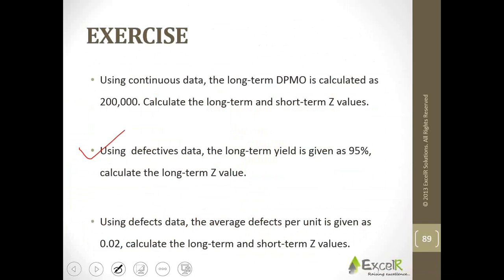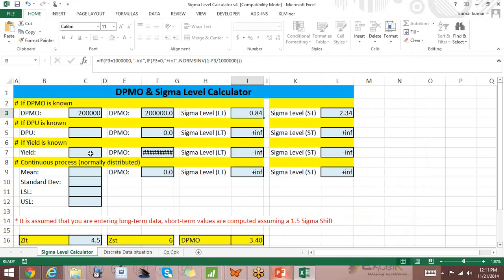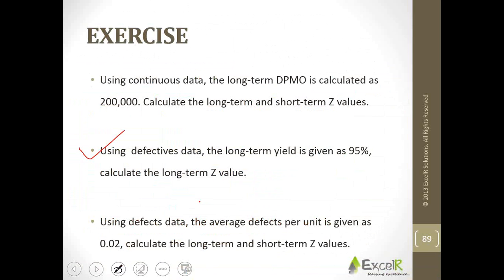Look at this one. Using defectives data, the long term yield is given as 95%. Only yield is given to me, right? I need to calculate the sigma level, that is Z values. Simple, I've put that yield there and I'm getting sigma level as 1.64.